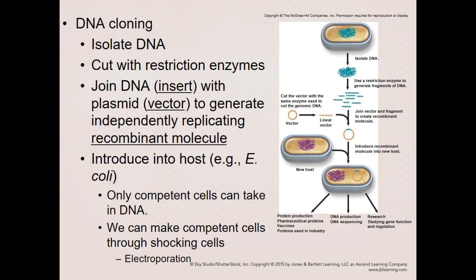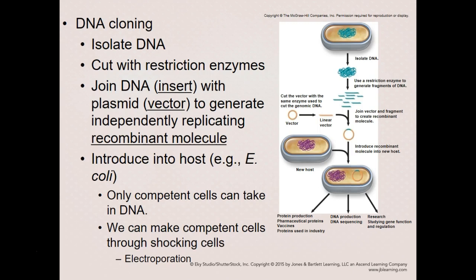So how does this work? We're going to take DNA that we care about, isolate the gene that we care about, and cut the DNA with a restriction enzyme so that we can take out that gene. We then cut a plasmid with the same restriction enzyme, and we allow the DNA and the plasmid, which is the vector, to hybridize together in a solution.